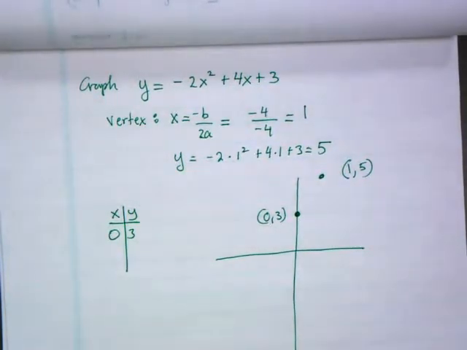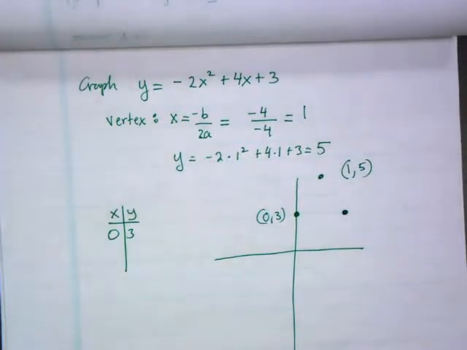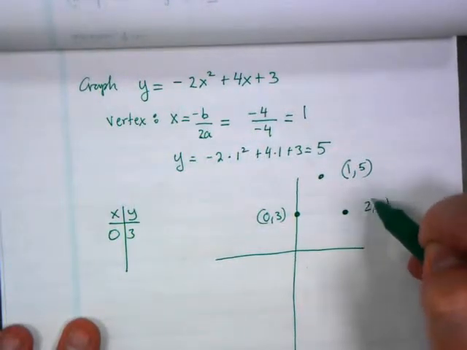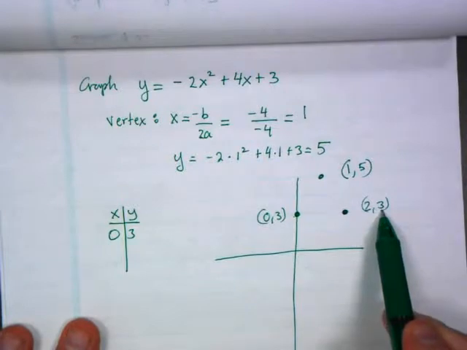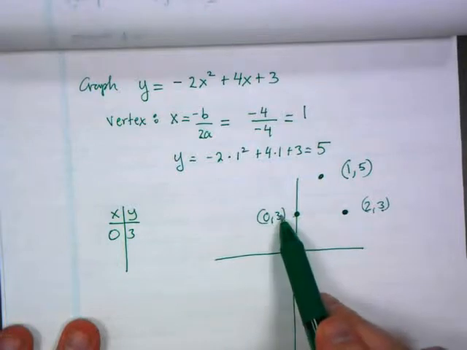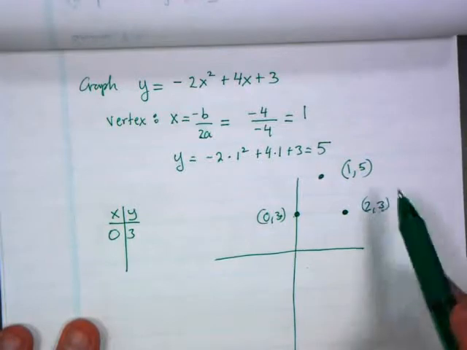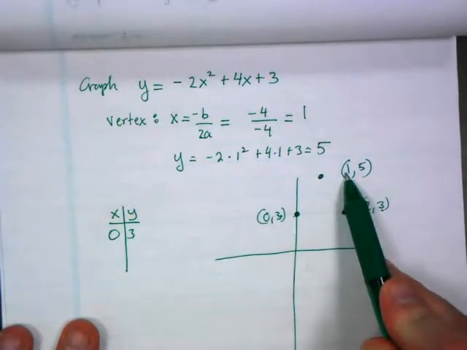Without doing any work at all, you should be able to tell me what that point is right there. 2, 3. Why does that have to be 2, 3? It's the other half of the parabola. That's correct. If the y numbers are going to be the same, then the x numbers have to be related. To get a y value of 3, I had to go one step to the left. So to get a y value of 3, I also have to go one step to the right.